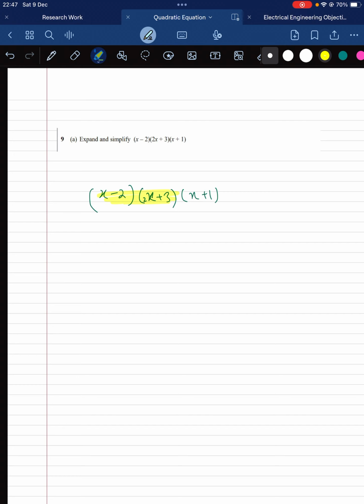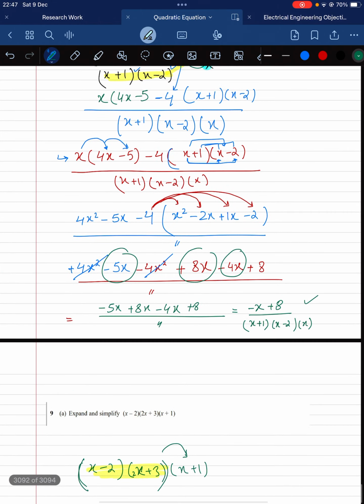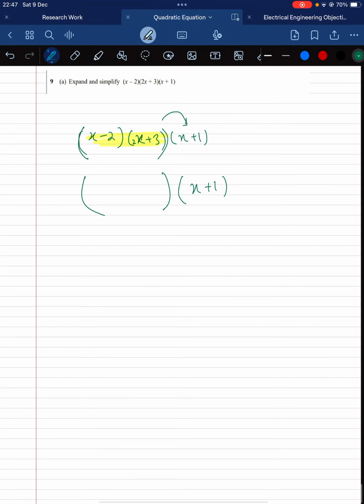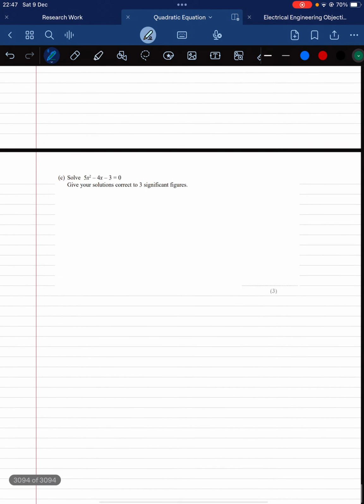You can open these two brackets, and whatever answer you get, you can multiply it with x plus 1. So first you solve these two brackets, and whatever answer you get, you then multiply it with x plus 1. This is the same thing as opening the two brackets; these are the three brackets, so we can simply open it.